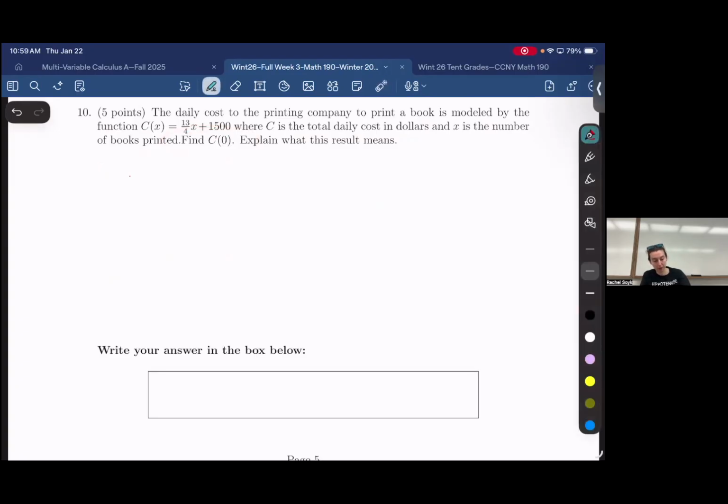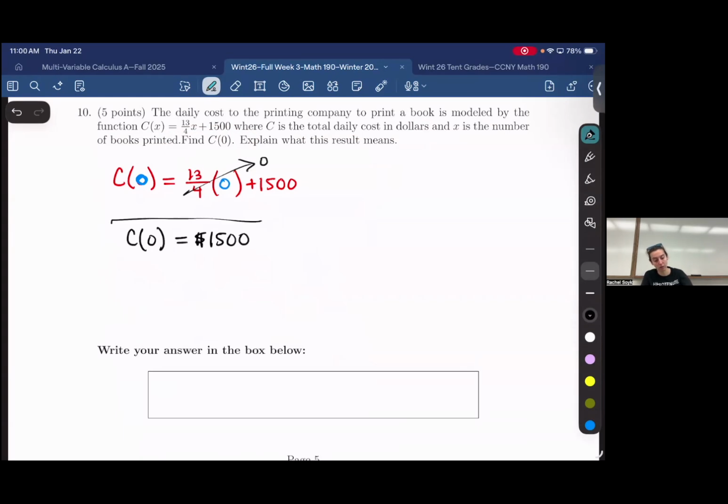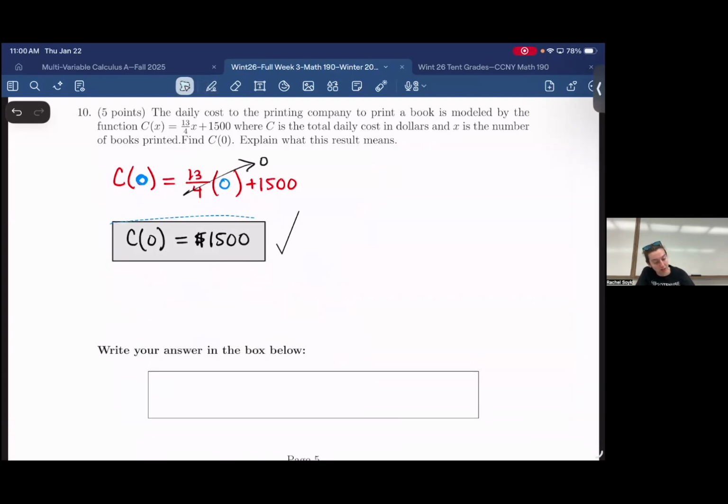So c of 0, wherever you see an x, you create some parentheses, and then inside the parentheses, we're plugging in 0. Well, 0 times anything is just 0, so we end up with c of 0 is equal to 1,500, and in terms of units, it's $1,500. So that's what c of 0 is, but now we have to explain what this result means.